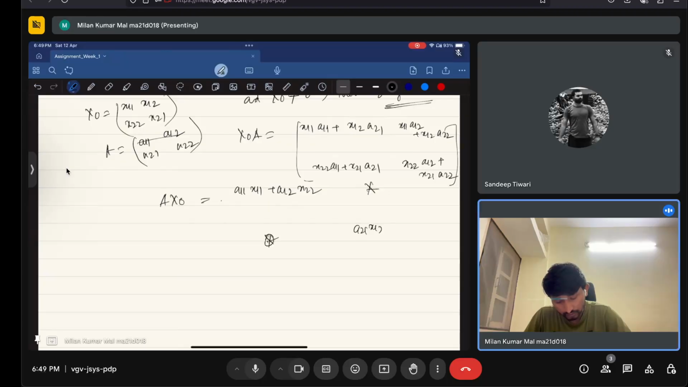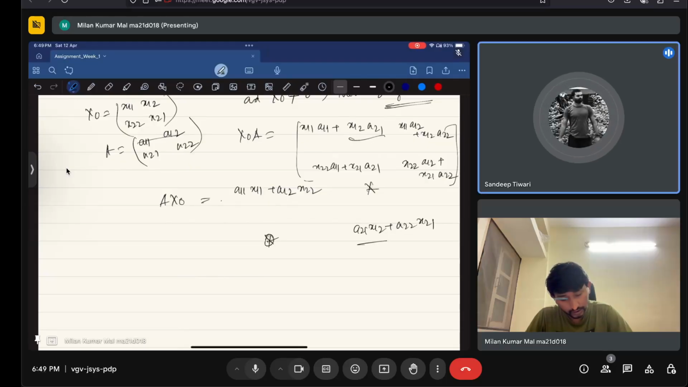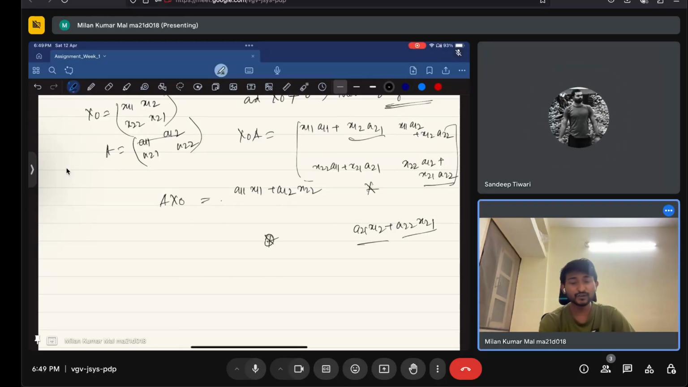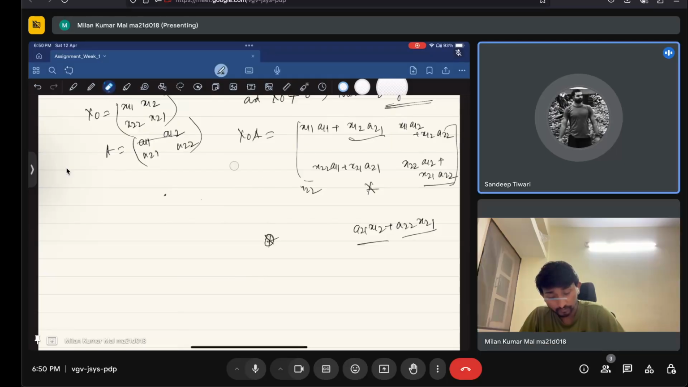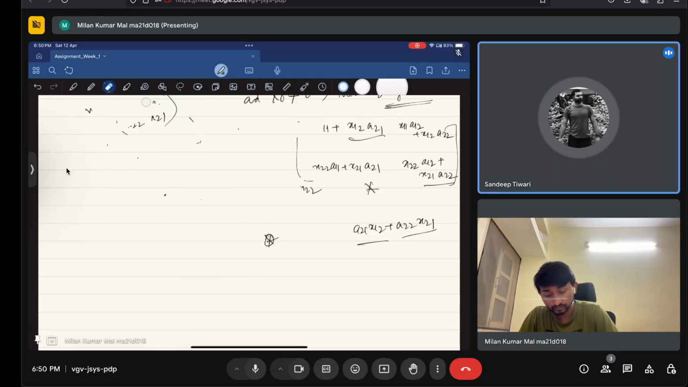A21 x12 plus A22 x21. So let's look at whether we are getting this trace term. Trace of AB is equal to trace of BA, always. Okay, that's true. I am doing too much actually. So we should not go that way. Trace of A plus B is equal to trace of A plus trace of B. So right, we can conclude. Exactly.